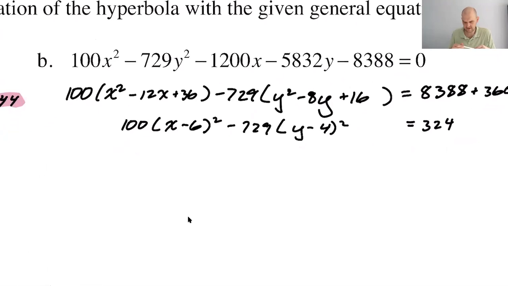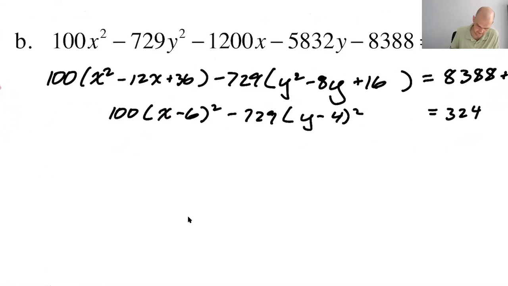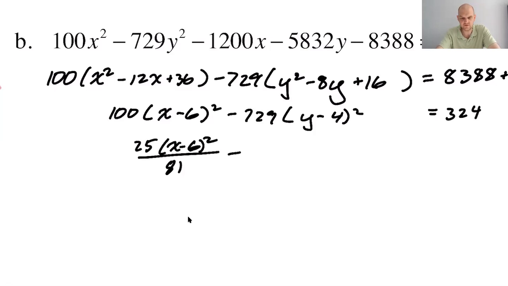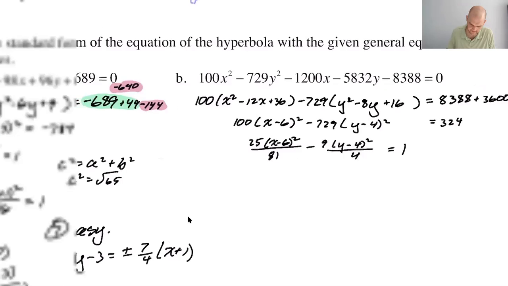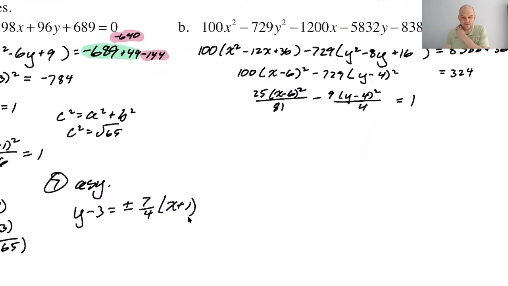All right, fantastic. I'm gonna use the calculator again. So I'm gonna do 100 divided by 324, 25 over 81. So 25 x minus 6 squared over 81 minus, I don't think this is gonna simplify, but 729 over 324 does, 9/4. 9 y minus 4 squared over 4 equals 1. Okay, so I could say that's my equation, and that would totally be fine.